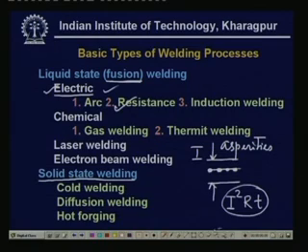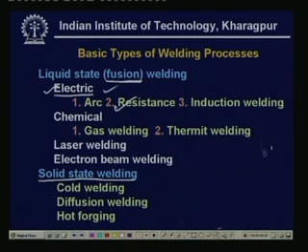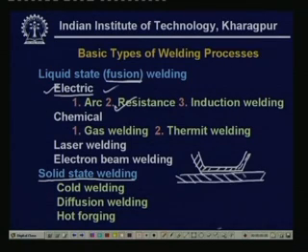There are two kinds of resistance welding. One is known as spot welding. Suppose this is one metal part and another metal part is here. These are to be joined. Now, we put them under two copper electrodes, and the current is passed, and therefore welding takes place here. So this is spot welding.